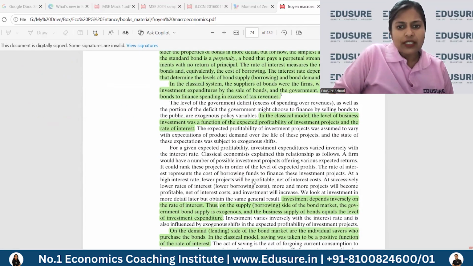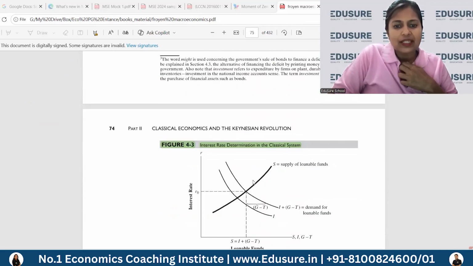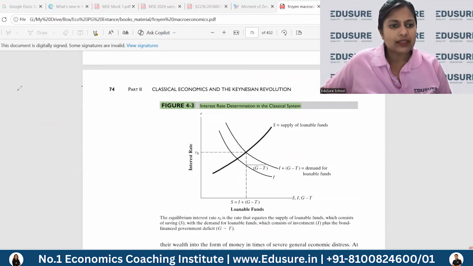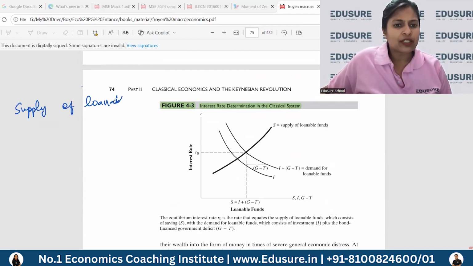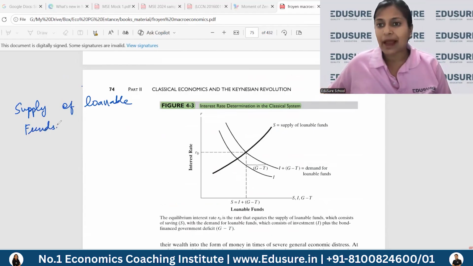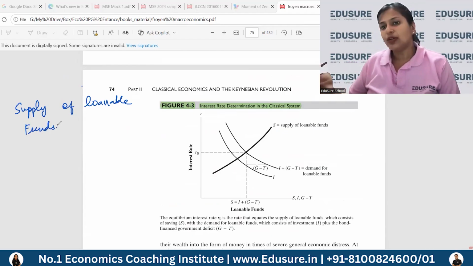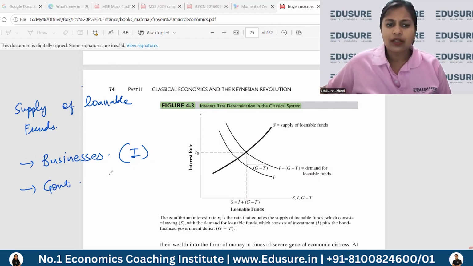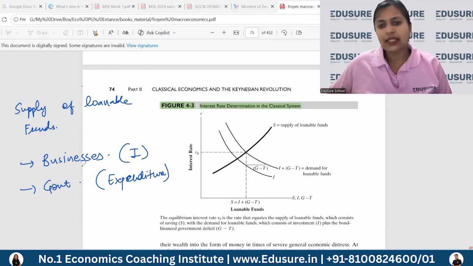So the theory of loanable funds, again, I will do it diagrammatically, I like diagrams. They are saying that in the economy there is a supply of loanable funds. What is the meaning of supply of loanable funds? It is the supply of money which is available to anybody who wants to take a loan. Who wants to take a loan? Businesses want to take a loan for investment. Government wants to take a loan because it sometimes wants to fund government expenditure. So businesses and governments want to take a loan.